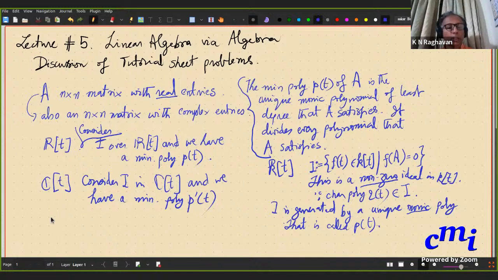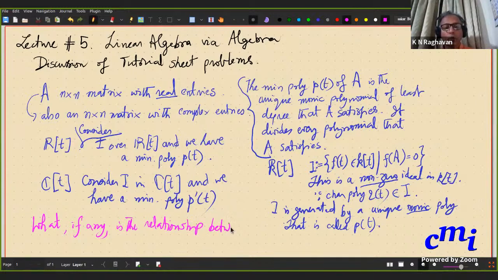The question is, what? So this is the question. So finally we are asking the following question: what, if any, is the relationship between P_T and P prime T?